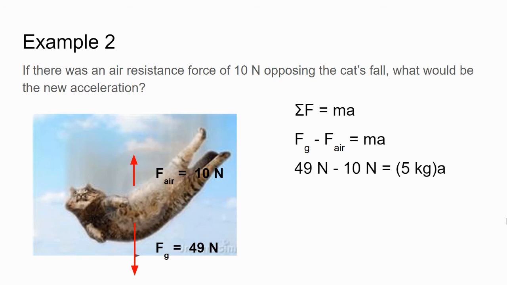Plugging in my numbers, I get 49 newtons minus 10 newtons is equal to the mass, which is 5 kilograms, times acceleration. 49 minus 10 is 39, so I get 39 equals 5 kilograms times acceleration. Now, in order to solve for acceleration, I'm going to divide both sides by 5 kilograms, and I end up getting an acceleration of 7.8 meters per second squared. So notice how this acceleration is lower than the acceleration of gravity on the Earth because that air resistance force is slowing the cat down.